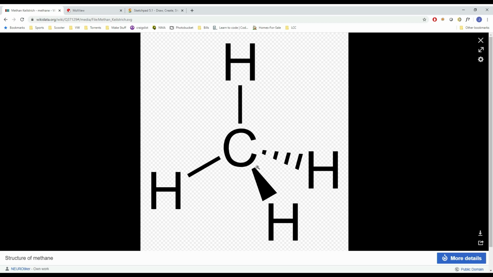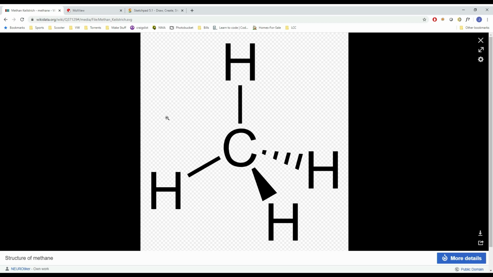But now this is a 3D representation. So we're not going necessarily up, down, left, right, but we're going about 109.5 degrees between our bonds. That's what we're showing here. And these wedges mean that it is coming out towards us, and the dashes mean it's going back.